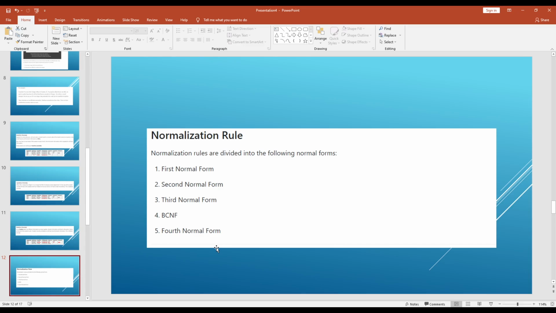Normalization rules are divided into the following normal forms. Number 1, first normal form. Number 2, second normal form. Number 3, third normal form. Number 4, BCNF. And number 5, fourth normal form.